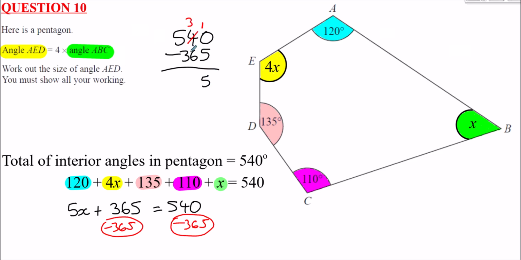Next, 3 take away 6 I can't do, so I need to go next door to borrow 1. That 5 becomes 4. 1 I've borrowed, I'll put next door to the 3, which now becomes 13. 13 take away 6 is now 7. Finally, 4 take away 3 is 1. So what it's saying here is that 5x must equal 175.